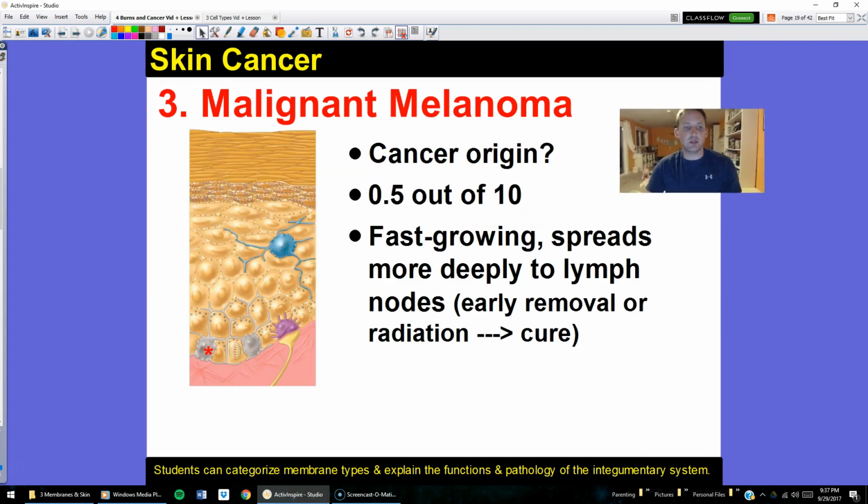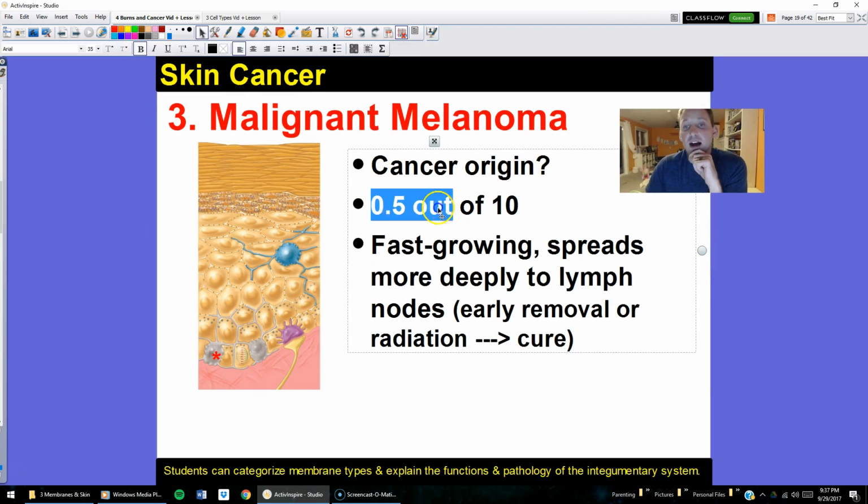Okay, last type, guys, is malignant melanoma. This originates in the melanocytes in the stratum basale. Only 0.5, again, the math doesn't quite add up because I ignored the decimals in the previous examples. So this is much more rare of all of those who actually get skin cancer.